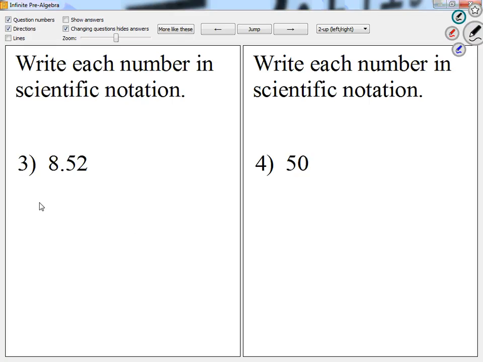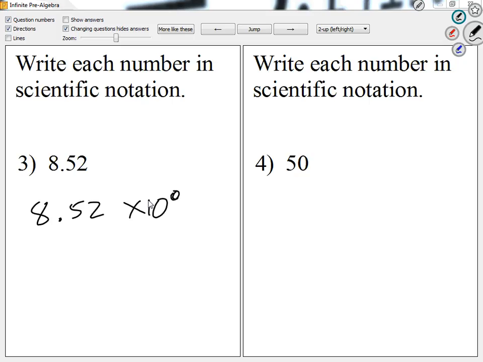Right there. Alright, so I will write this as 8.52 times 10 to the 0. We're not moving the decimal point this time, so that's why it's to the 0 part. Once again, the exponent of the 10 tells me how many spaces I'm going to move the decimal point. Because we're not going to move it, so 0 spaces, don't move.